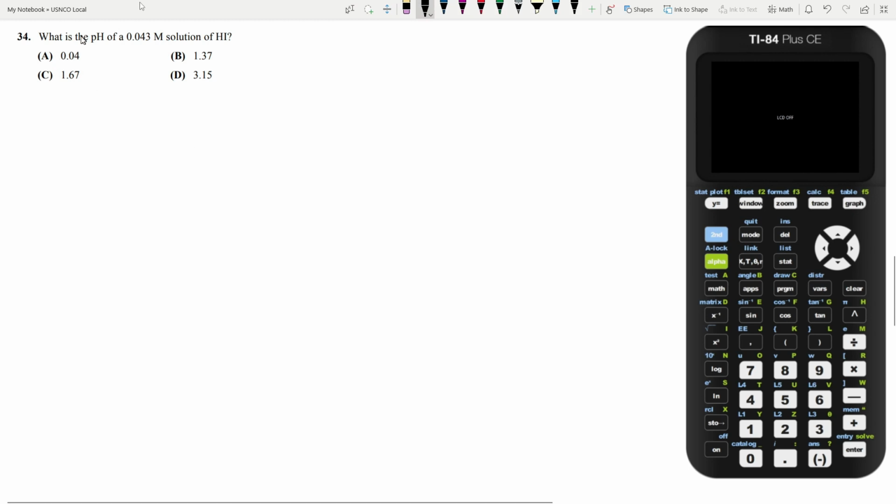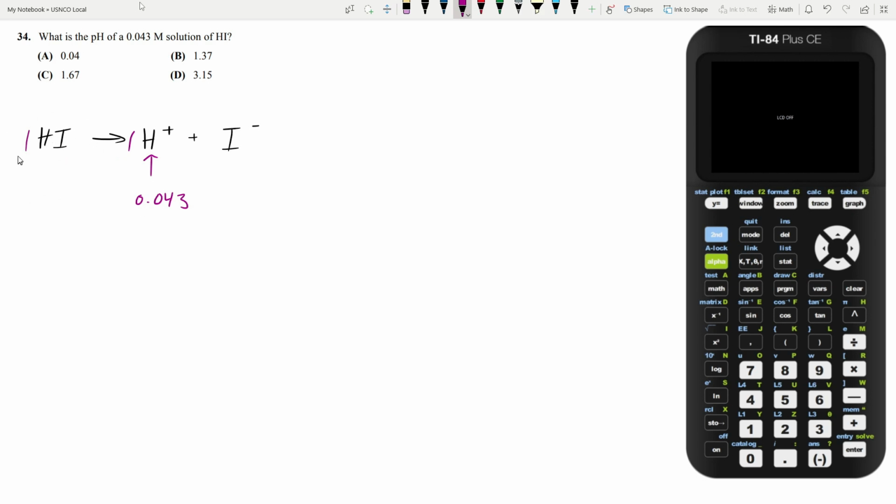Let's move on to question 34. What is the pH of a 0.043 molar solution of hydroiodic acid? Now, hydroiodic acid is a strong acid, meaning it's going to dissociate completely into the H plus and the I minus ion. So if you start out with 0.043 molar solution of HI, your concentration of H plus by the end is going to be the exact same, 0.043.